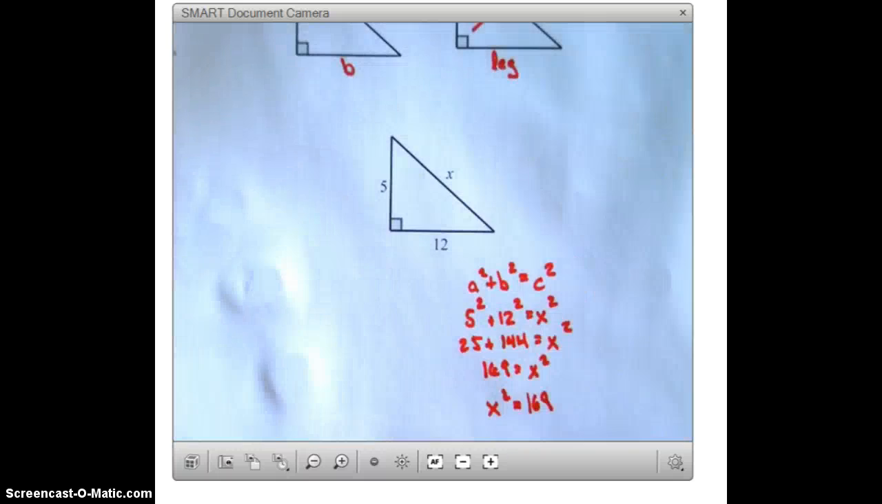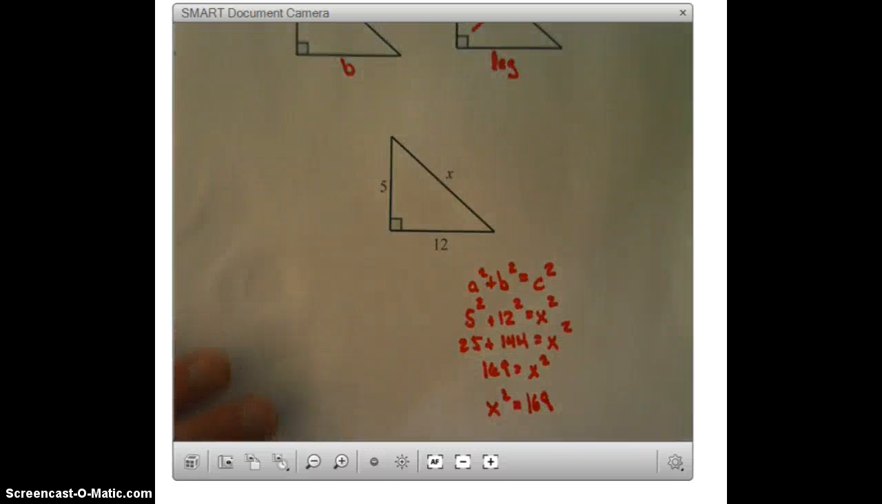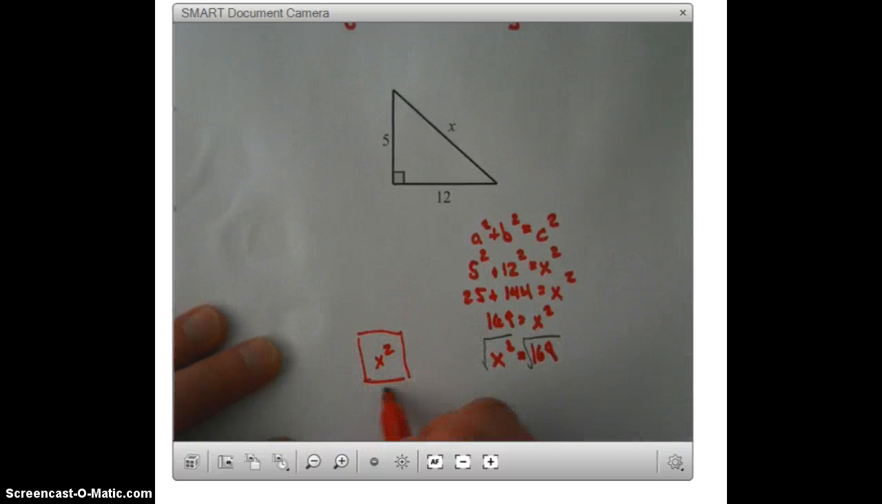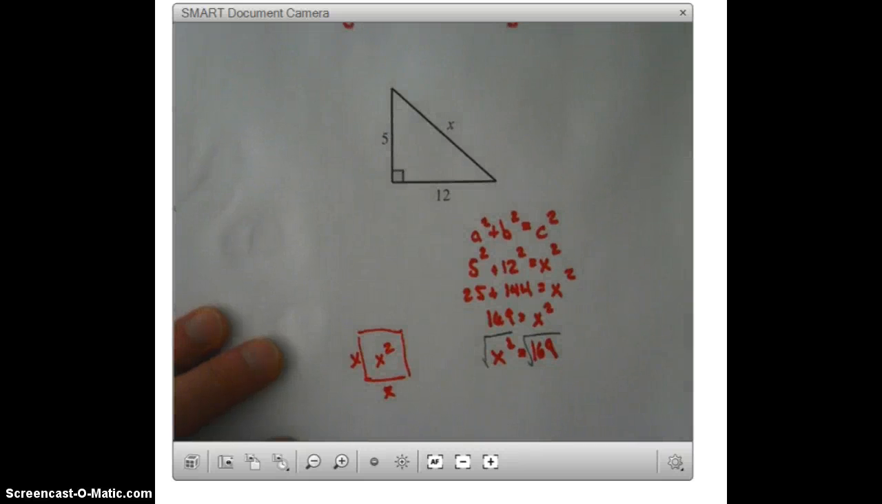The question is, how do you handle that? So what you're going to do is you're going to take the square root of both sides, and what times what gives you x squared. In other words, if you had a square with area of x squared, what would one of the side lengths be? Well, it would have to be x, because x times x is x squared. So the square root of x squared is x.